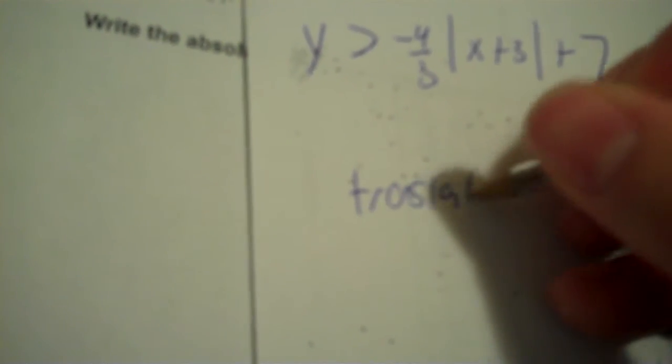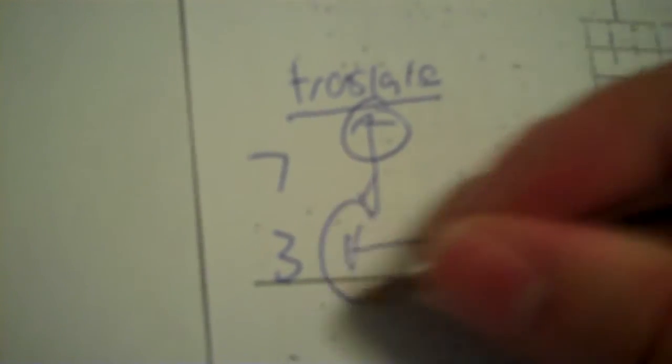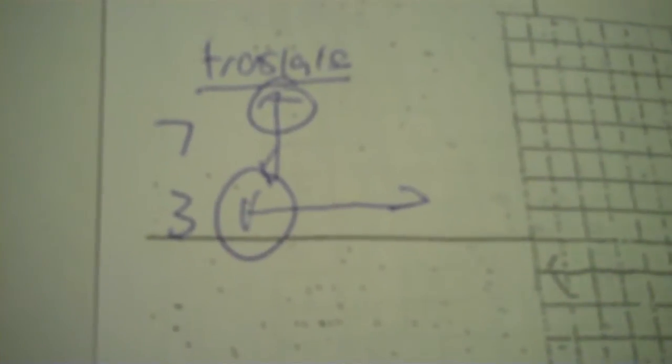First we're going to translate the vertex, okay? A, H, and K. So let's look at my K. 7, that's up, down. Since it's plus, we're going up 7. 3, okay? Right, left. Now it's plus 3. We think of that to the right, but it's the opposite inside. When you get inside the grouping symbol, it's opposite. So we're going the opposite of plus 3.